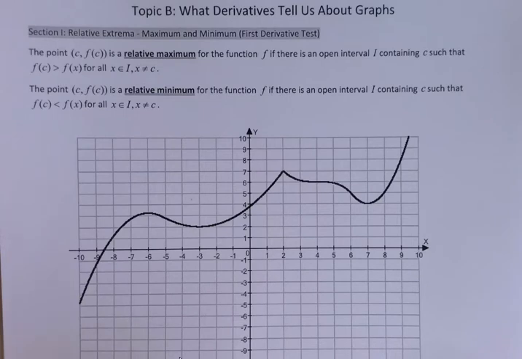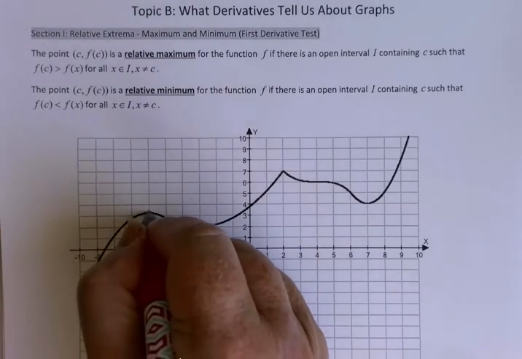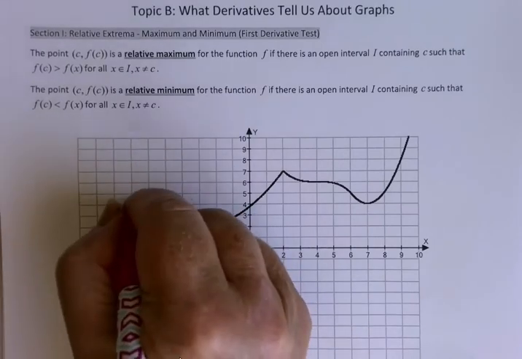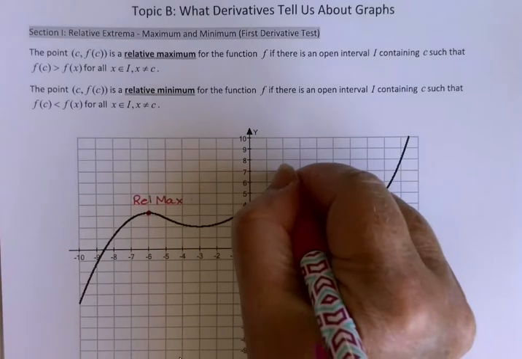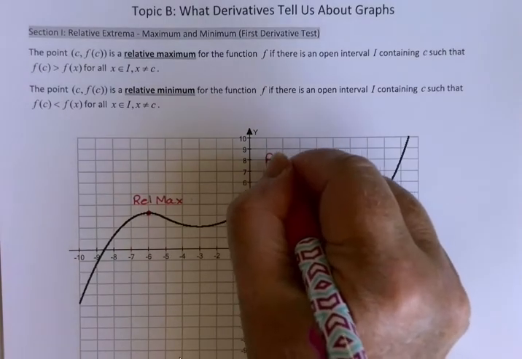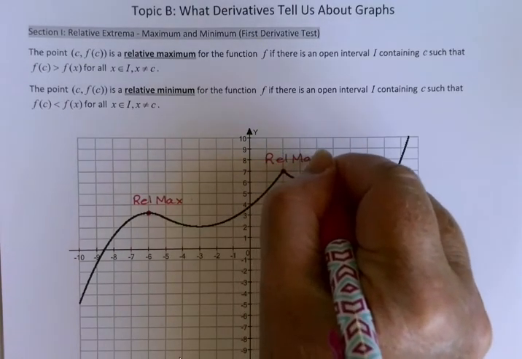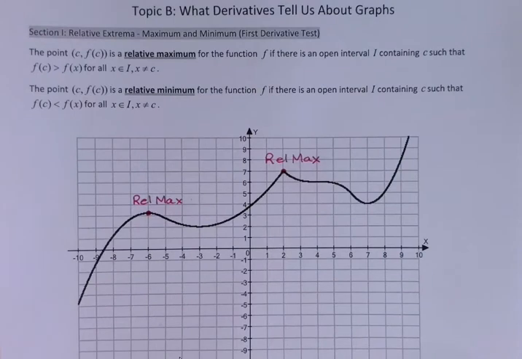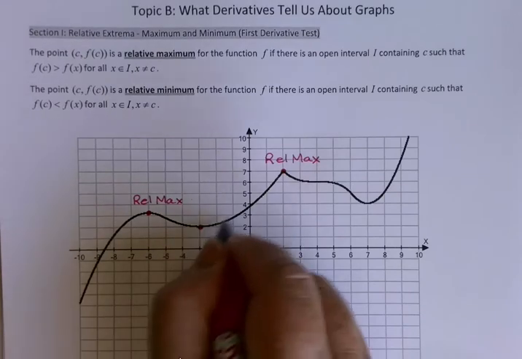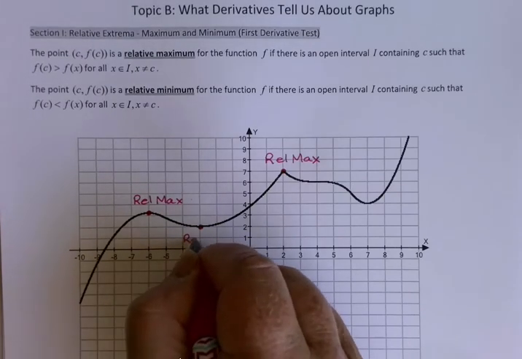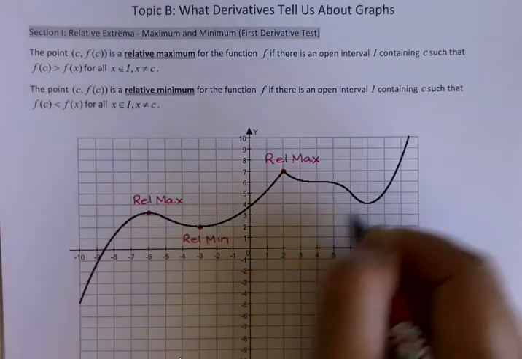Realistically, as you look at this graph, I see two relative maxima. There's one here, and there's one here. I also see two relative minima. There would be one here. It's lower than all the other points close by. And one here.